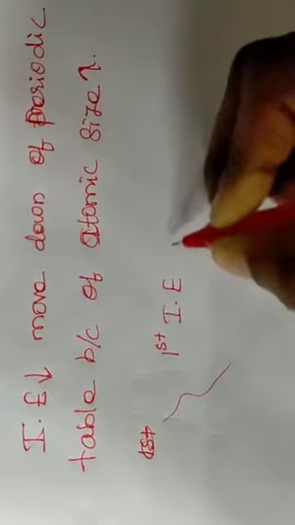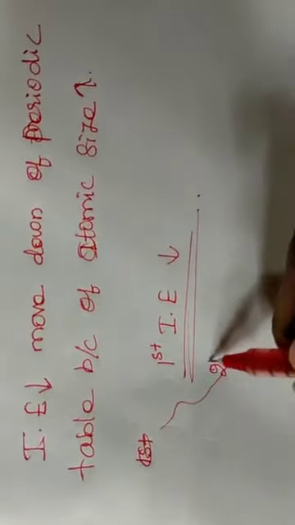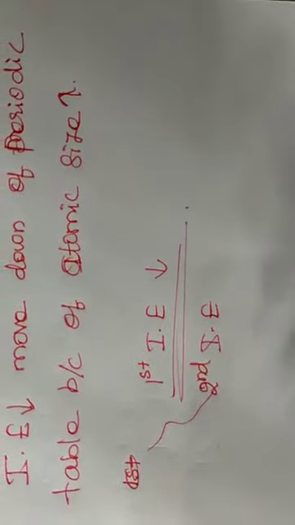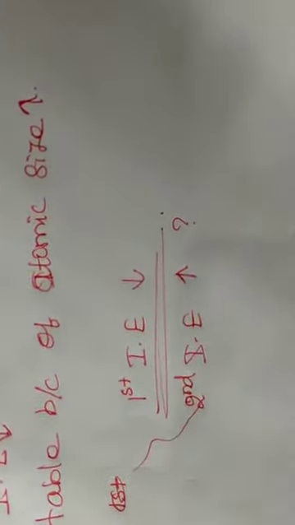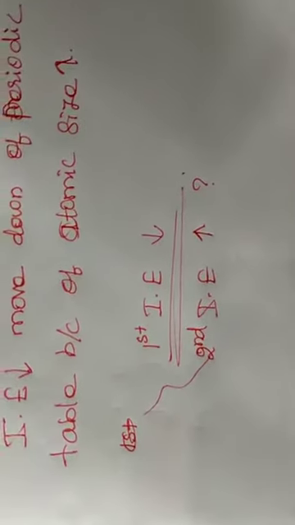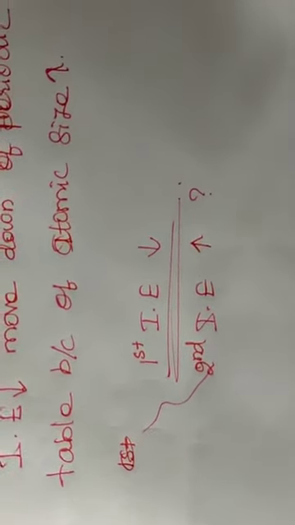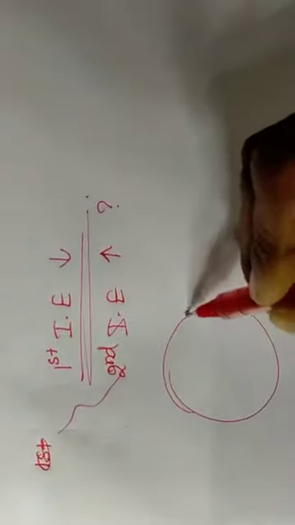The first ionization enthalpy decreases when moving from top to bottom of the modern periodic table. When getting the second ionization enthalpy of these alkali metals, it requires a high ionization enthalpy. Why? It needs high ionization enthalpy, which means it needs more energy to remove an electron from the outermost shell. So it requires more energy to take out one electron from the outermost shell.